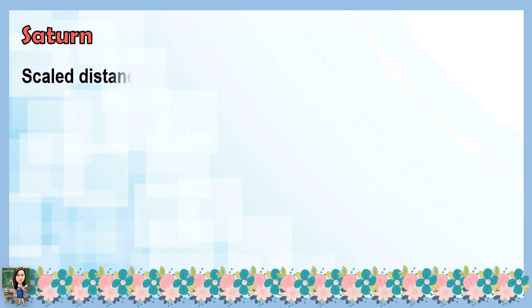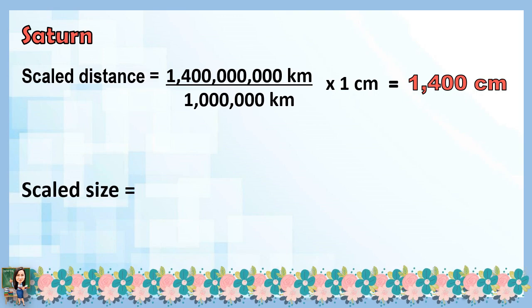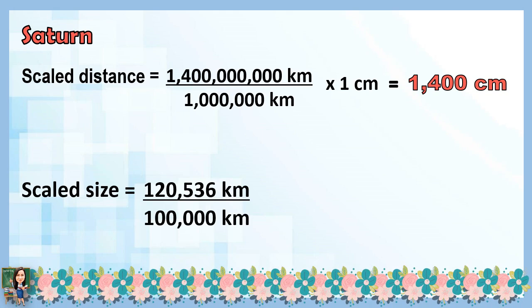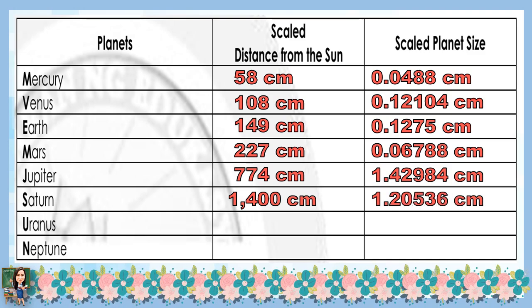Next, Saturn. Scale distance equals 1,400,000,000 divided by 1 million times 1 centimeter equals 1,400 centimeters. Scaled size equals 120,536 divided by 100,000 times 1 centimeter equals 1.20536 centimeters. And this is the scale distance from the Sun of Saturn and the scaled planet size.